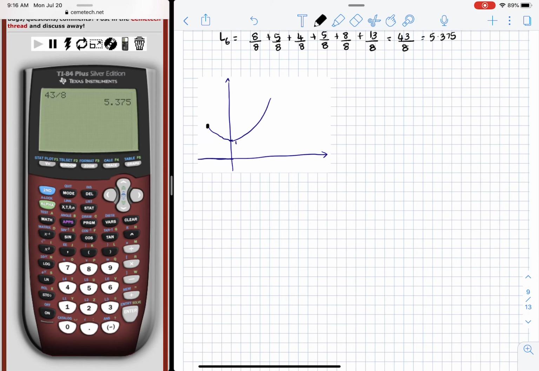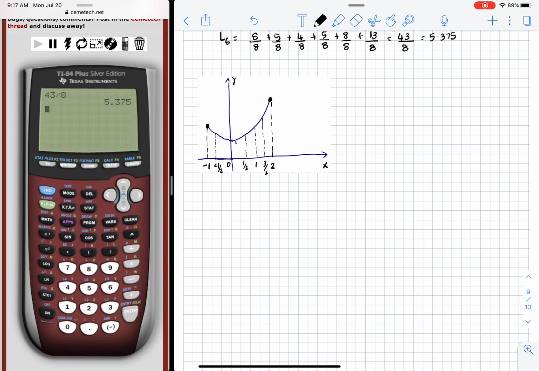So first endpoint, second endpoint, -1, 2, x, y. And the points that we have are -1/2, 0, 1/2, 1, and 3/2.